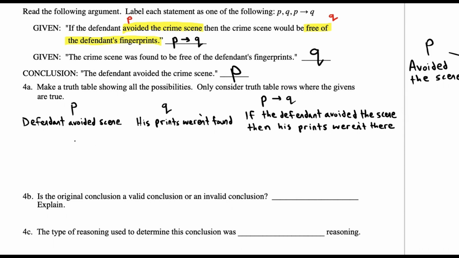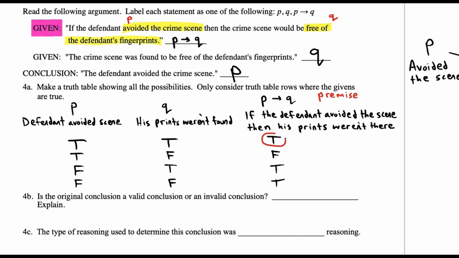All right, so let's get all combinations of true and false. These trues and falses are just standard for any truth table. I'm not basing them on any particular situation. It's just always the same. And then the conditional is only false when true leads to false. Okay, now what was a premise? So the premises are the givens. So we have to write premise above the P arrow Q column. And we'll circle the truths in that column.